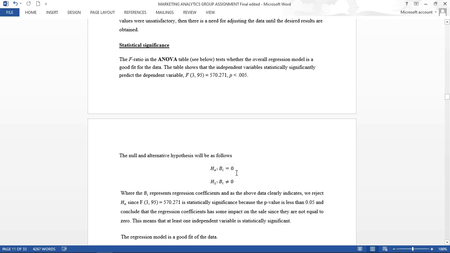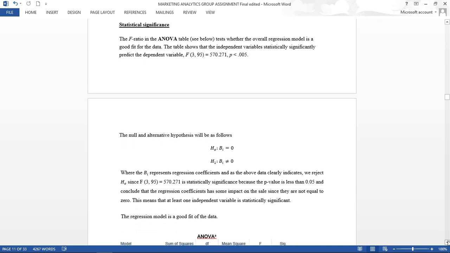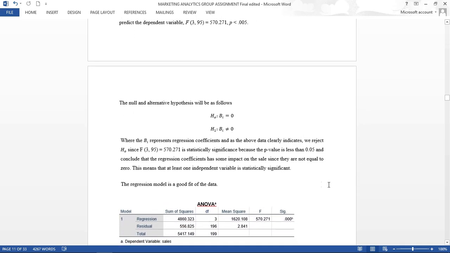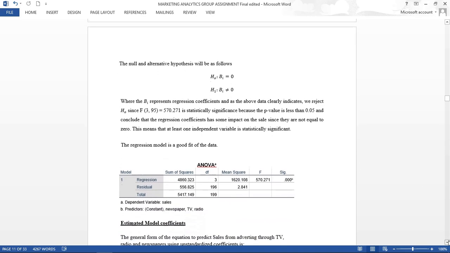So the Bs, they are the regression coefficients. So the regression indeed is a very good model, since we found that this probability is statistically significant. So we reject this H naught and accept H1, meaning to say the regression coefficients have a significance in determining the sales. So that is the ANOVA table.